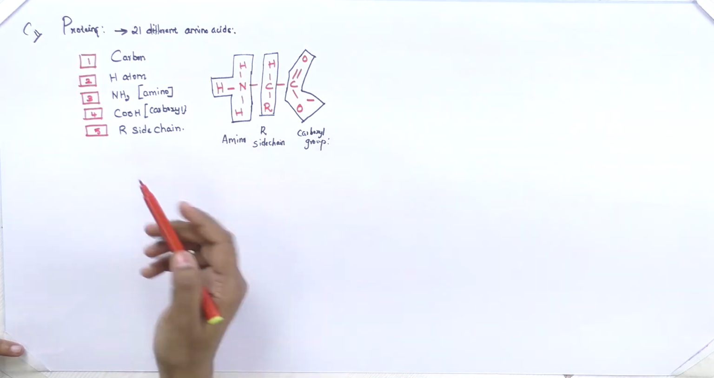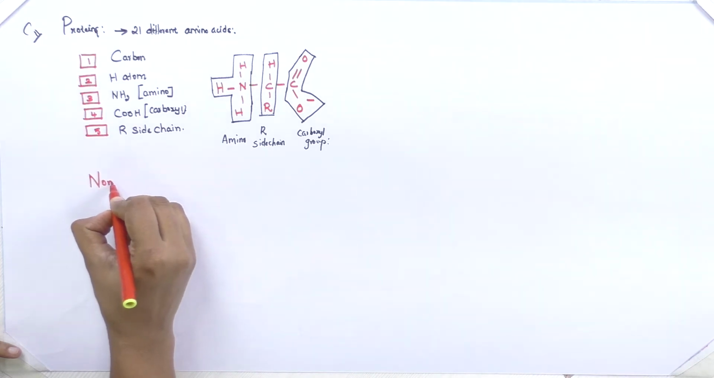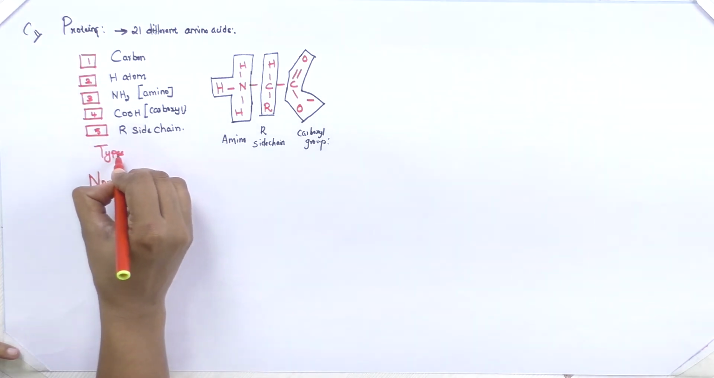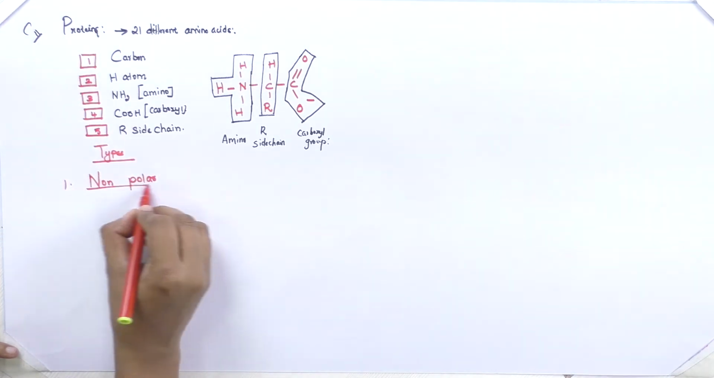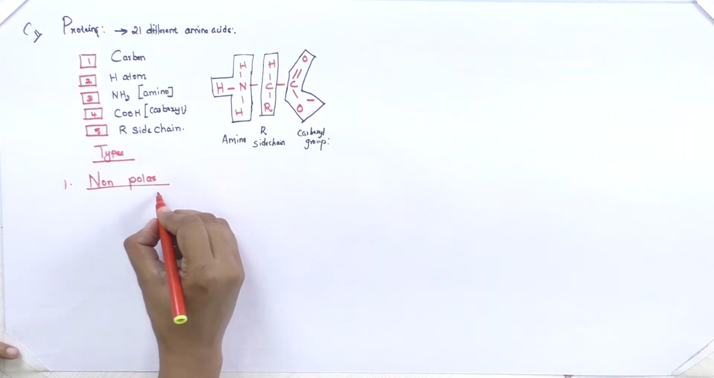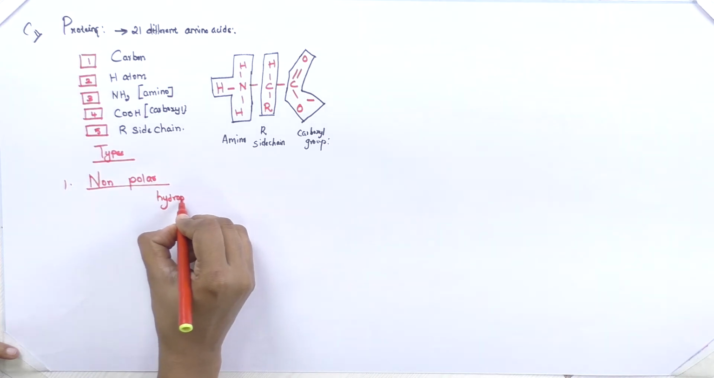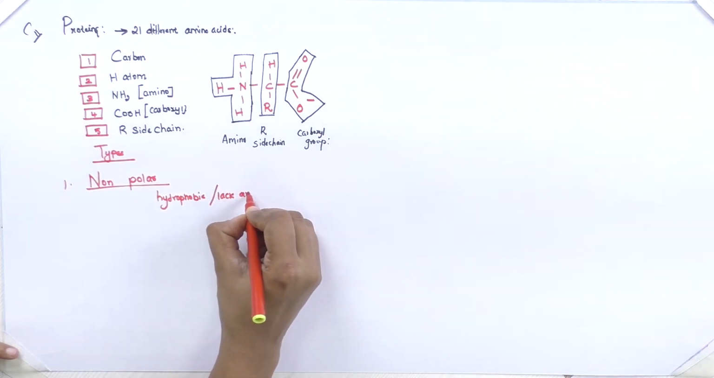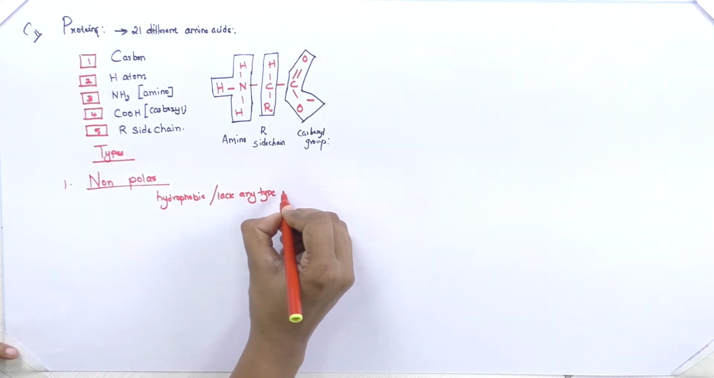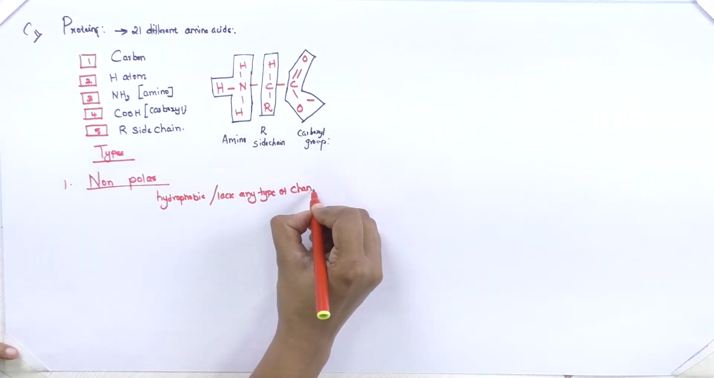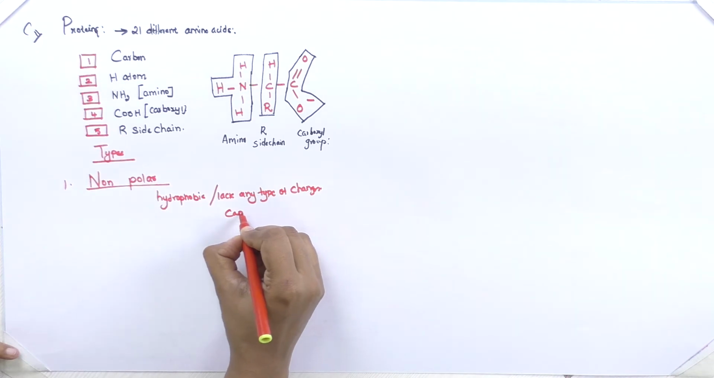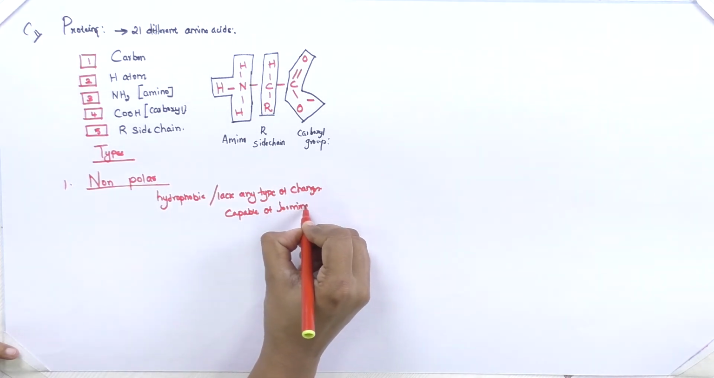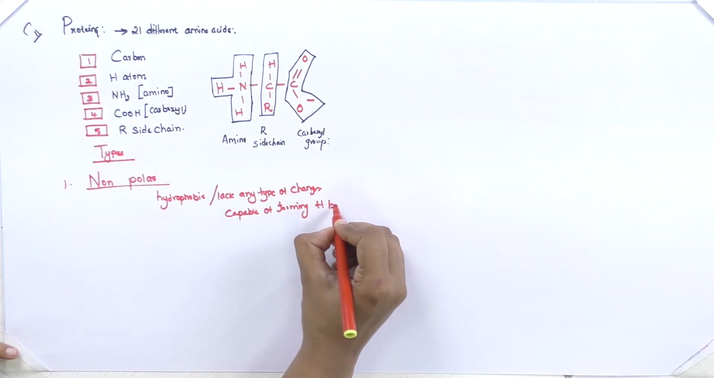And there are major types of amino acids. The first type is non-polar. Non-polar ones are hydrophobic, and they lack any type of charges capable of forming H bonds.